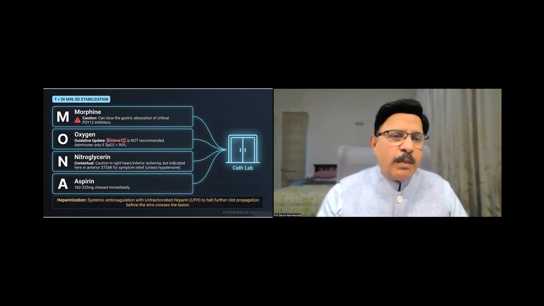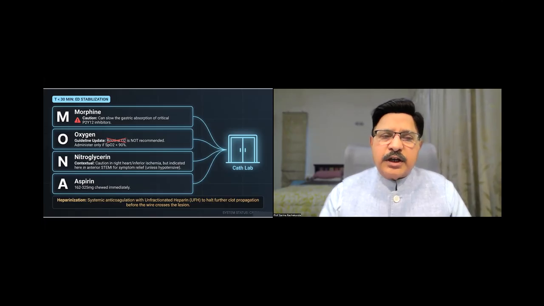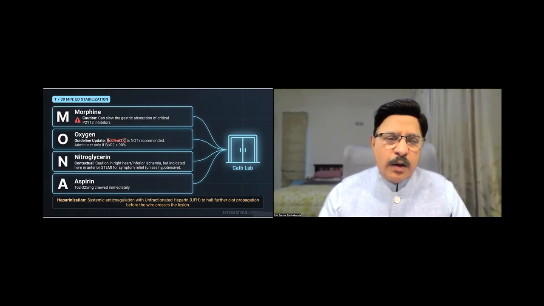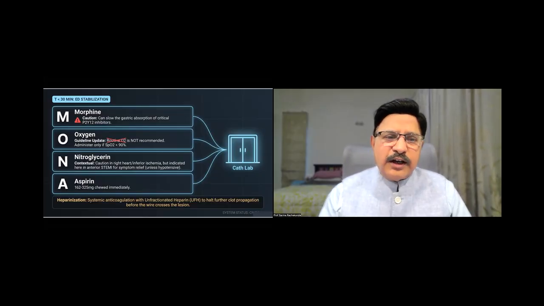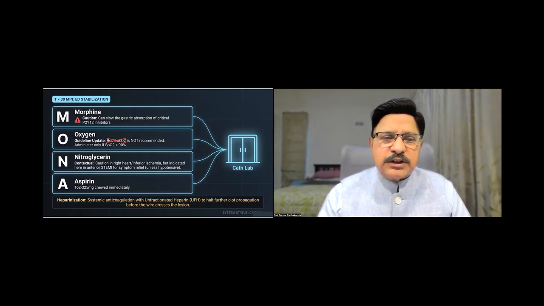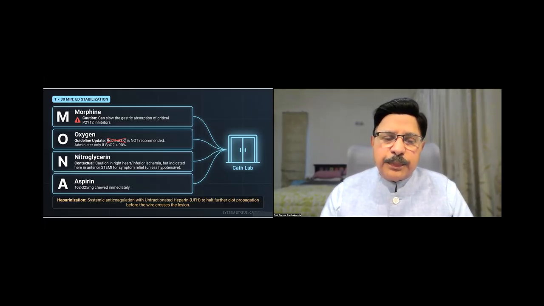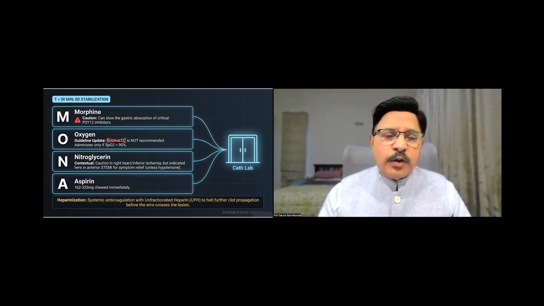What will I do? Morphine, caution, gastric absorption of clopidogrel. Oxygen, not for everyone, only if the SpO2 is less than 90. Nitroglycerine to relieve the pain. But be cautious about inferior infarctions because of hypotension. Anterior infarction you can give if the pain is not relieved. Aspirin must have been given already. What aspirin? Soluble aspirin.